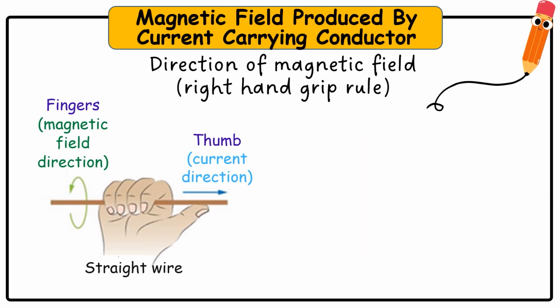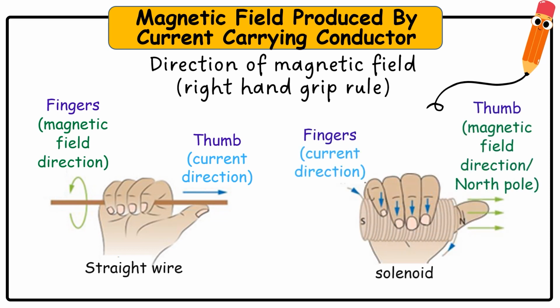For the magnetic field produced by the current-carrying conductor, we use the right-hand grip rule to identify the direction of the magnetic field. If we have a straight wire, our thumb represents the direction of current, and our four fingers represent the magnetic field direction as shown. If we have a current-carrying solenoid, our thumb represents the magnetic field direction or north pole, and our four fingers represent the direction of current.